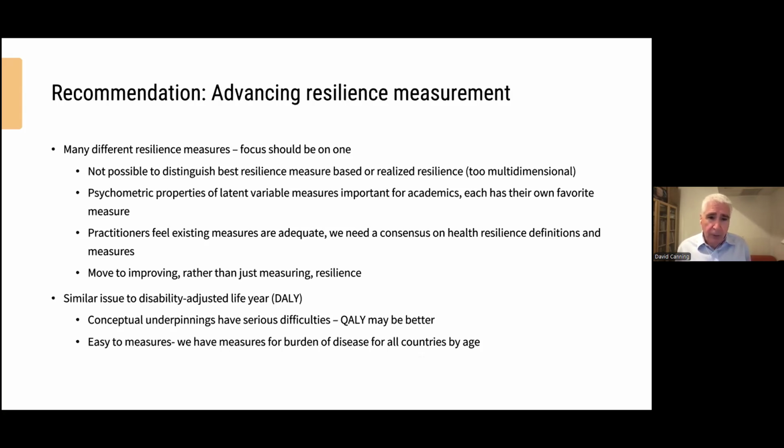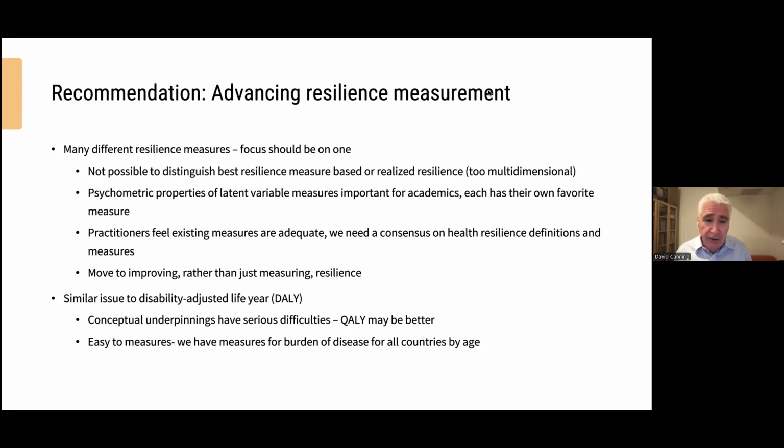I think it's not really possible to distinguish the best resilience measure. I think there's a lot of work on the psychometric properties of the latent variable measures, of great importance to academics. But I think that what we need to do is move to an adequate measure. And here I would actually point to the work done by Chris Murray in DALYs. I think DALYs have not been a great measure in theoretical terms, but they're easy to measure, and we have measures for all the diseases. So the conceptual underpinnings are weak, but I think ease of measurement and implementation has meant that DALY has won the debate with the QALY, which I think is a more theoretically sound measure, but much more difficult to measure.